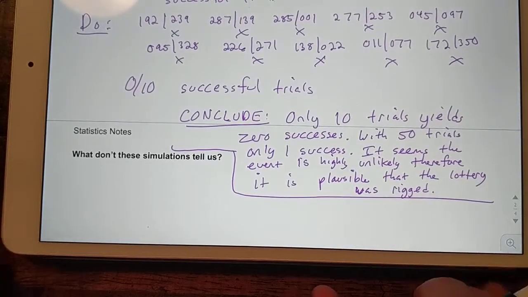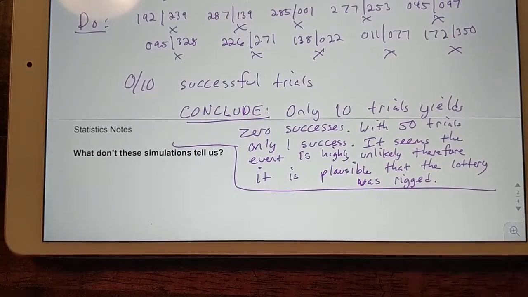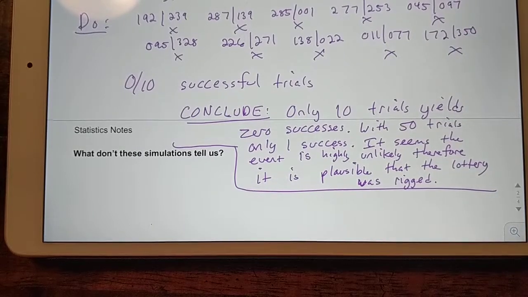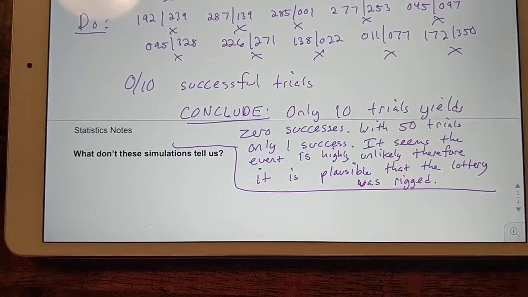Now, that plausible statement, remember, does not mean a guarantee. I'm not saying the lottery was rigged, but the idea of it is plausible, or it's probable. It's reasonable to think so. There's some evidence to back that up. You would need more evidence, obviously, more simulations or other kind of mathematical conclusions to come up with.